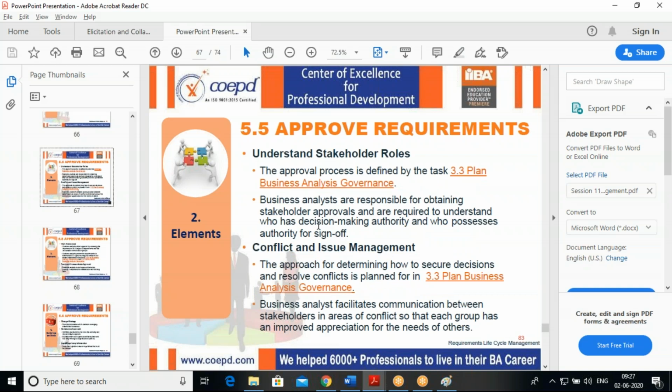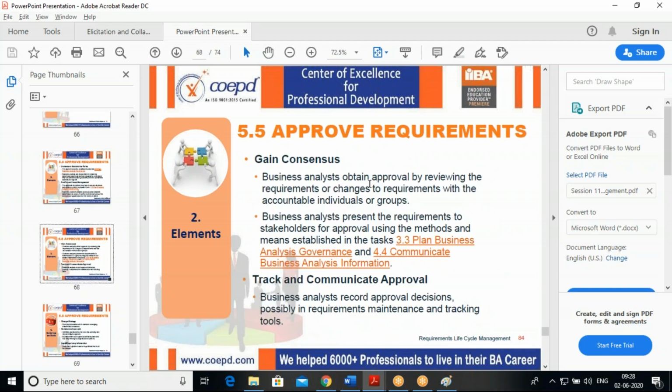Now the stakeholder roles. The stakeholder roles have been given to you, so just get into those and understand them. And conflict and issue management means if a conflict has come, then how you are going to manage it, that you have to write. And then come to one agreement, and how we are going to track and communicate these approvals among the stakeholders and the team members, that we will be seeing here. Okay, fine, got it.